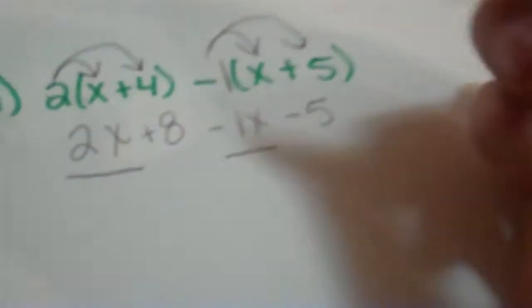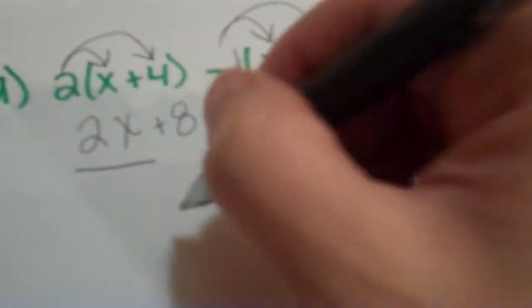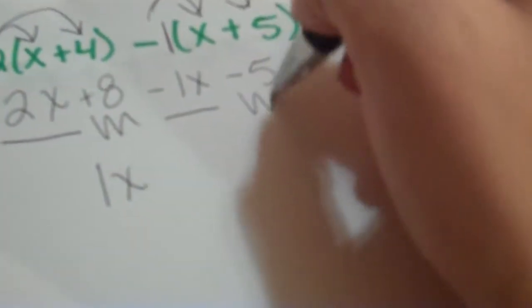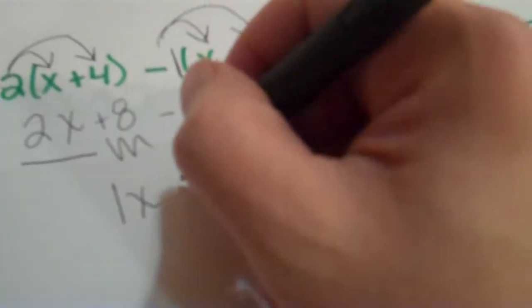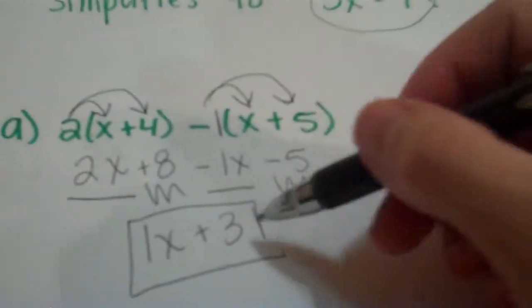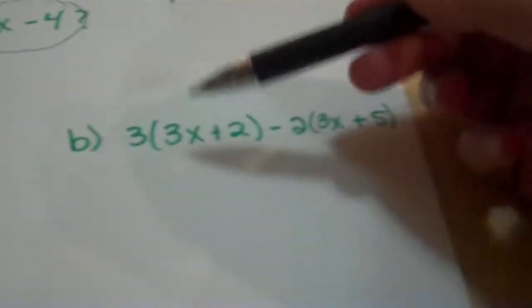Okay, that's really familiar. And then we combine our x's. So 2 minus 1 is 1x. And then 8 minus 5 is a positive 3. So that would be plus 3. So obviously that does not match this, okay? So we're going to automatically assume that B is correct.